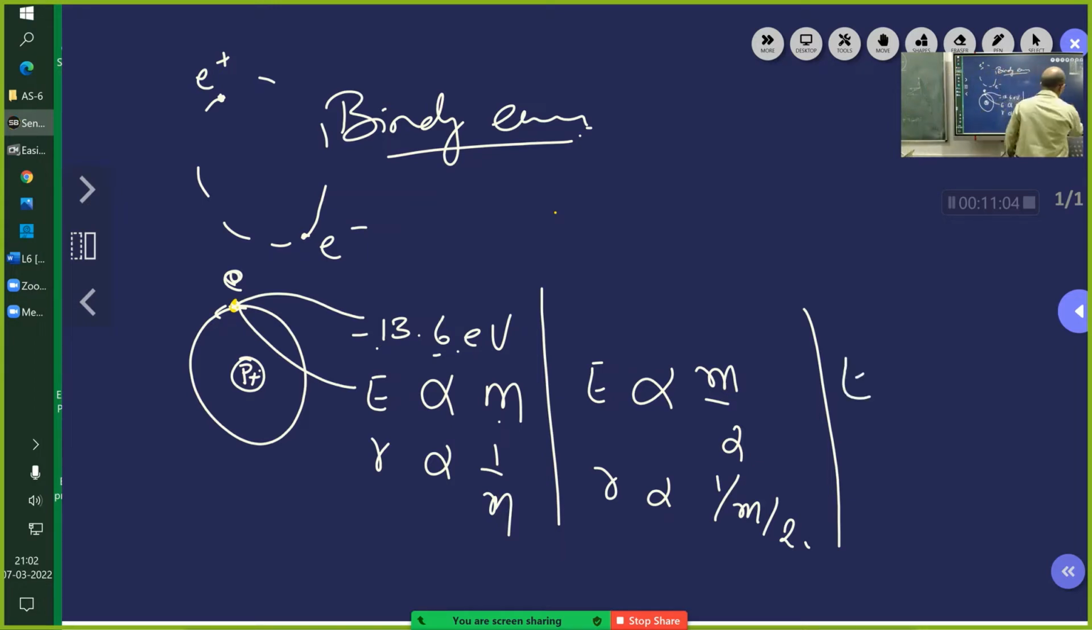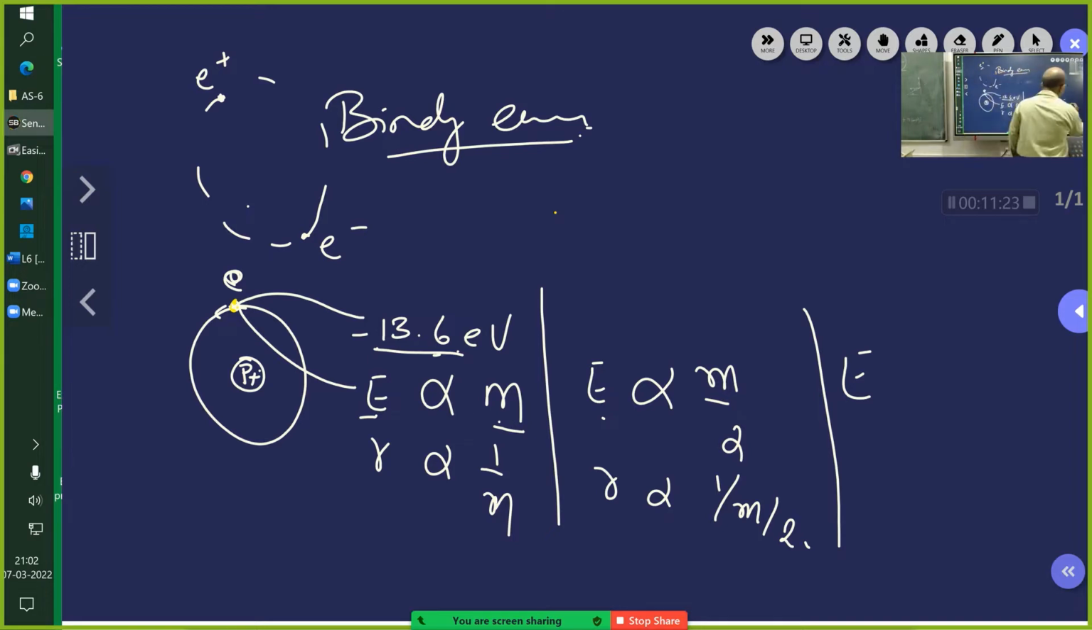What will be the binding energy? See, if E is proportional to M, then the binding energy is 13.6. Now what has happened in the new system? E is proportional to M by 2. Therefore, the binding energy will also become half.